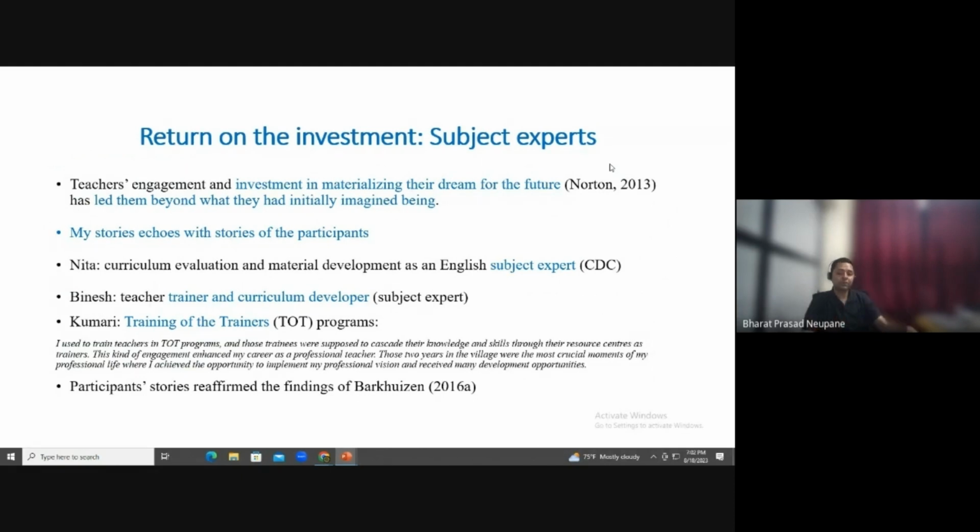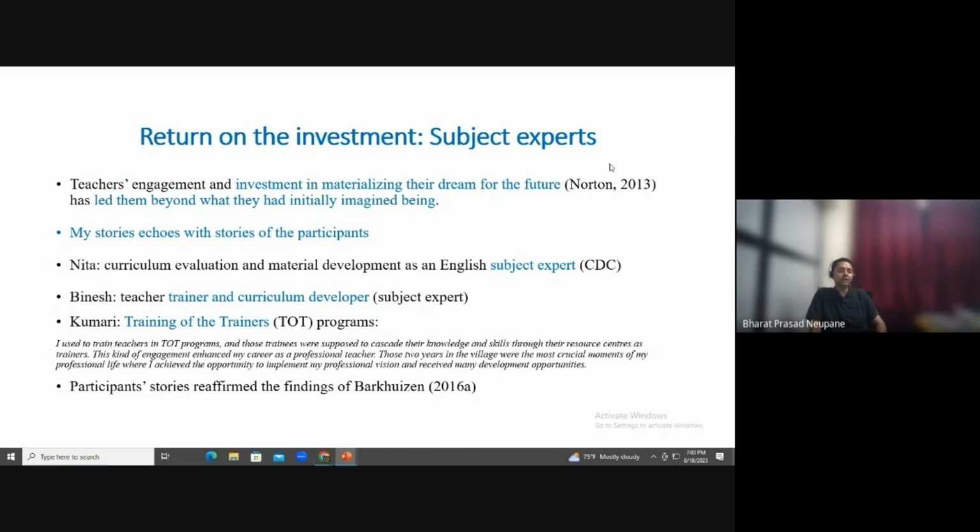So through engagement in different activities, they were able to harvest the return on their investment, and their return was the subject expert. Because of their sincere engagement in different activities, because of investment in their imagined identity, all these teachers have ended up being what they had initially imagined. Initially, they just wanted to be English teachers, right? But later on, they became subject experts, right? These teachers' engagement and investment in materializing their dreams for the future has led them beyond what they had initially imagined being.